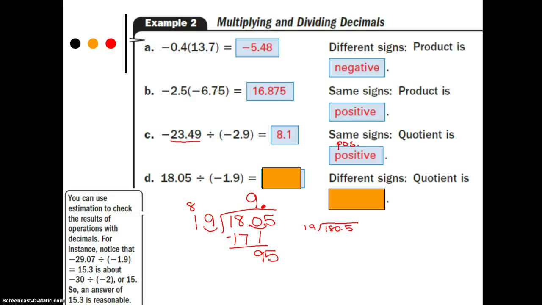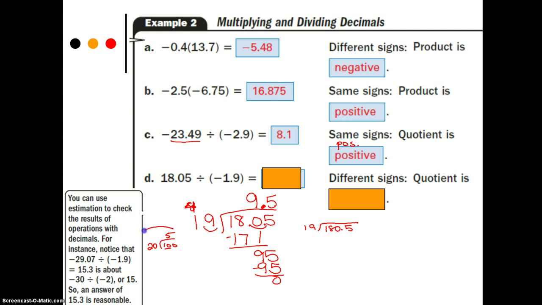19 goes into 95. Let's see, 20. Let's do some rounding. So that rounds up to 20. This can round up to 100. I know 2 goes into 10 5 times. So let's try 5. 5 times 9 is 45. Move that 8. 5 plus 4 is 9.